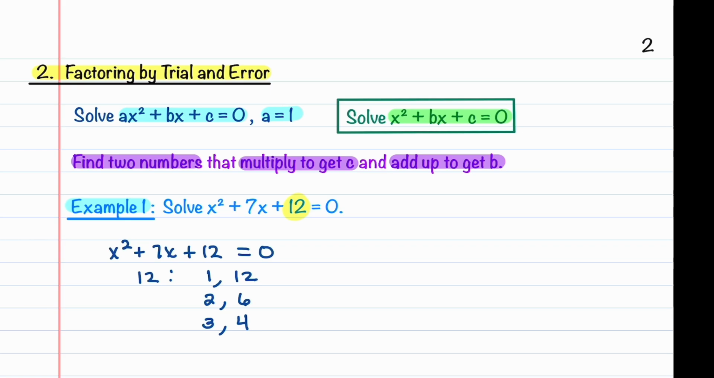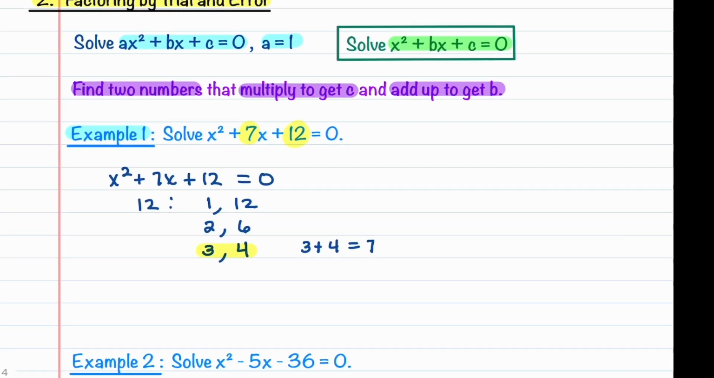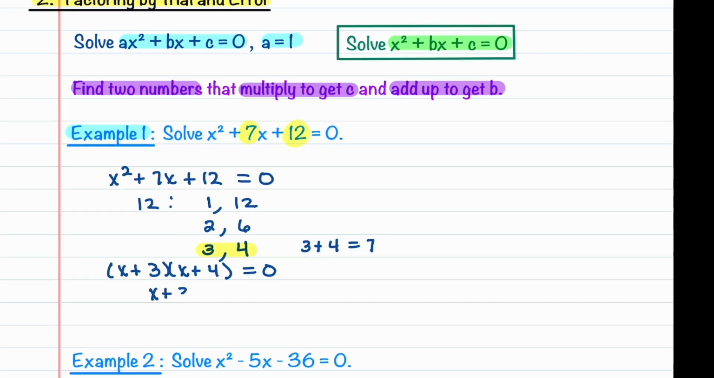And now we want to find which two of these numbers add up to get b. So when you look at these numbers, you can see that 3 plus 4 is going to equal 7. So 3 and 4 are going to be our factors. We can then write our equation in factored form as x plus 3 and x plus 4, and that's equal to 0. We'll then solve our two equations. Our first equation is x plus 3 is equal to 0, or our other equation is x plus 4 is equal to 0.